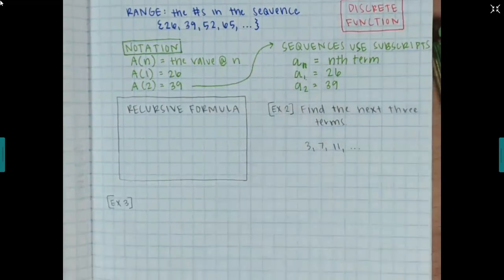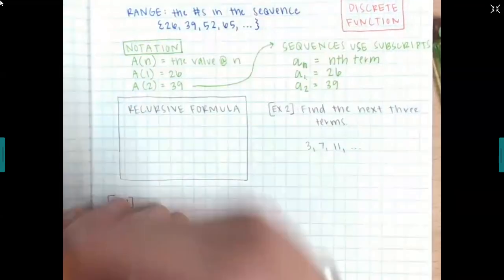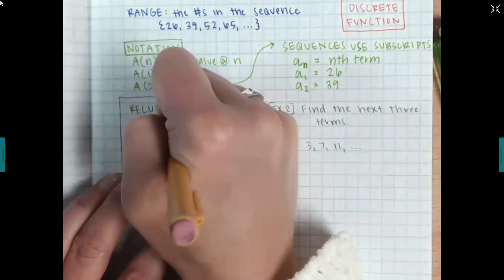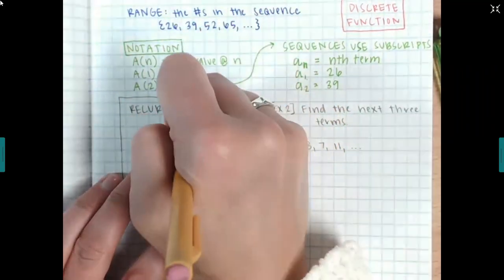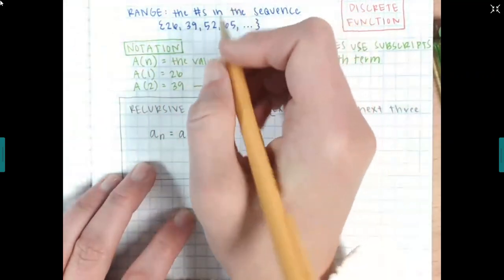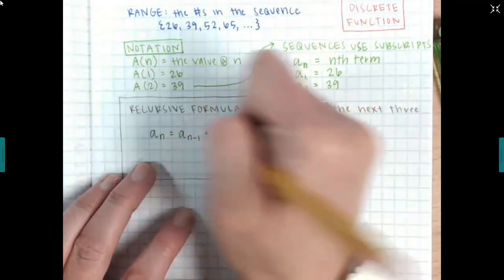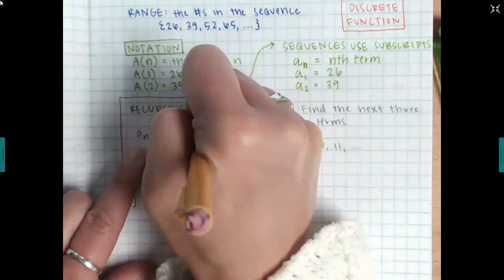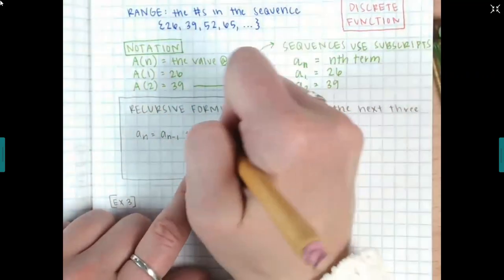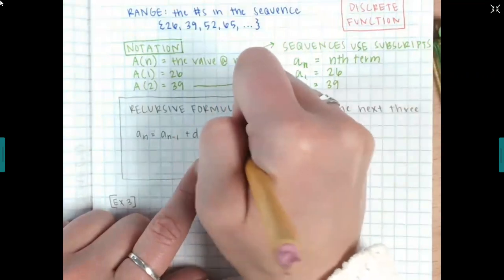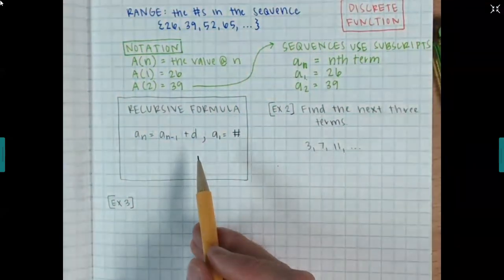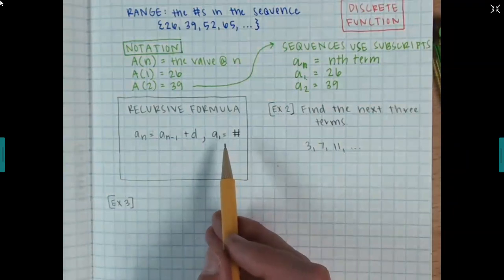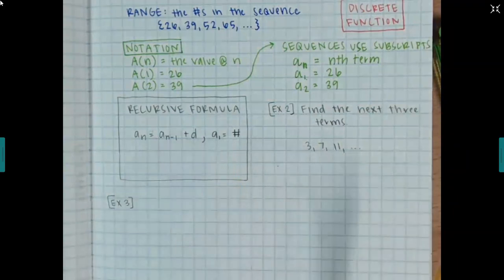So I'm going to define it as a sub n equals a sub n minus 1 plus d. And then you have to write what a sub 1 is. So when you write anything in the recursive formula, you have to tell me what is a sub 1.